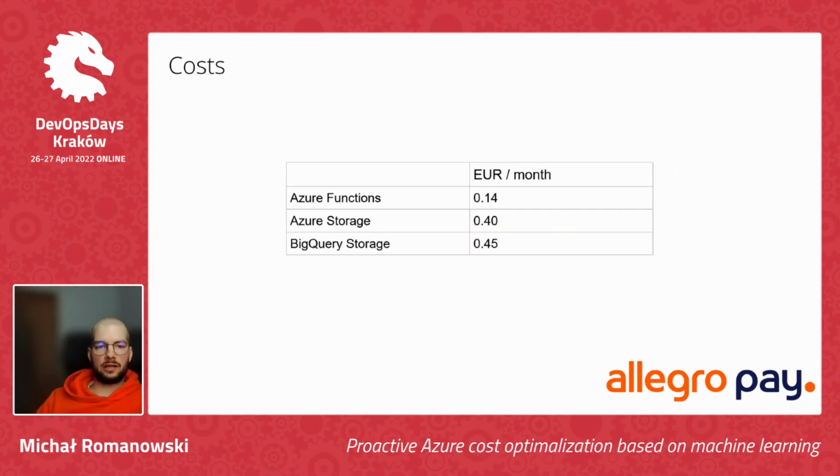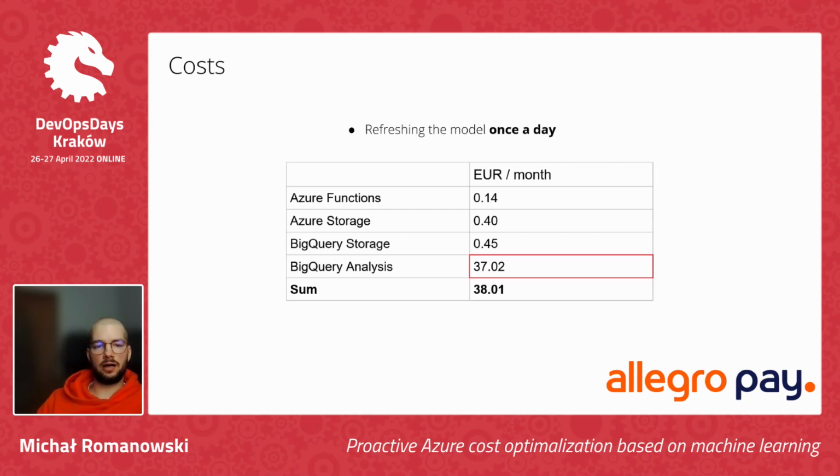So the costs are the following. Azure Functions cost 14 euro cents per month. Azure Storage costs 40 euro cents per month. BigQuery Storage costs 45 euro cents per month. But apparently BigQuery Analysis, so this is the price that we pay for the forecasting, costs 37 euros. So this is not quite as close to zero as we may want it to be, right? So we need to optimize it further.